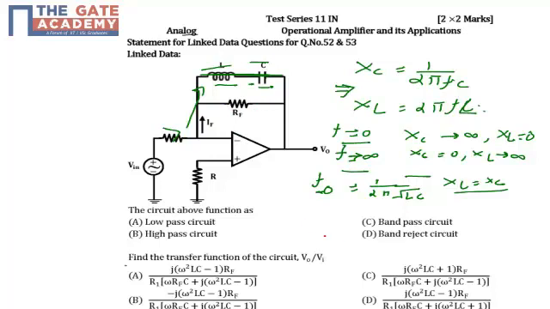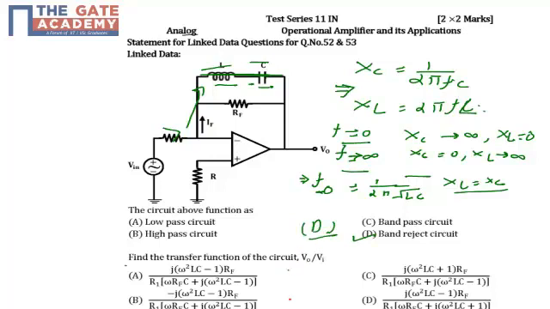So eventually this circuit acts like a band reject filter, because it passes each and every frequency except the range of frequencies at which the filter is in resonance; for that range, the filter is leaving out the signal. So this filter is behaving as a band reject filter. Option D is the right answer for the first part.